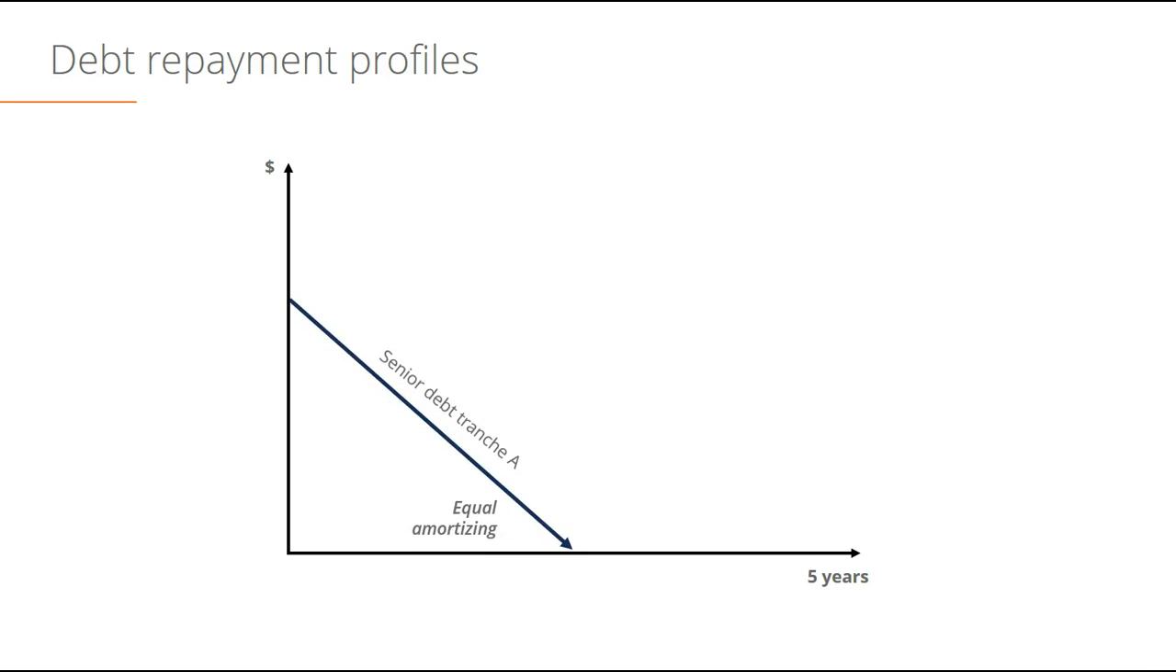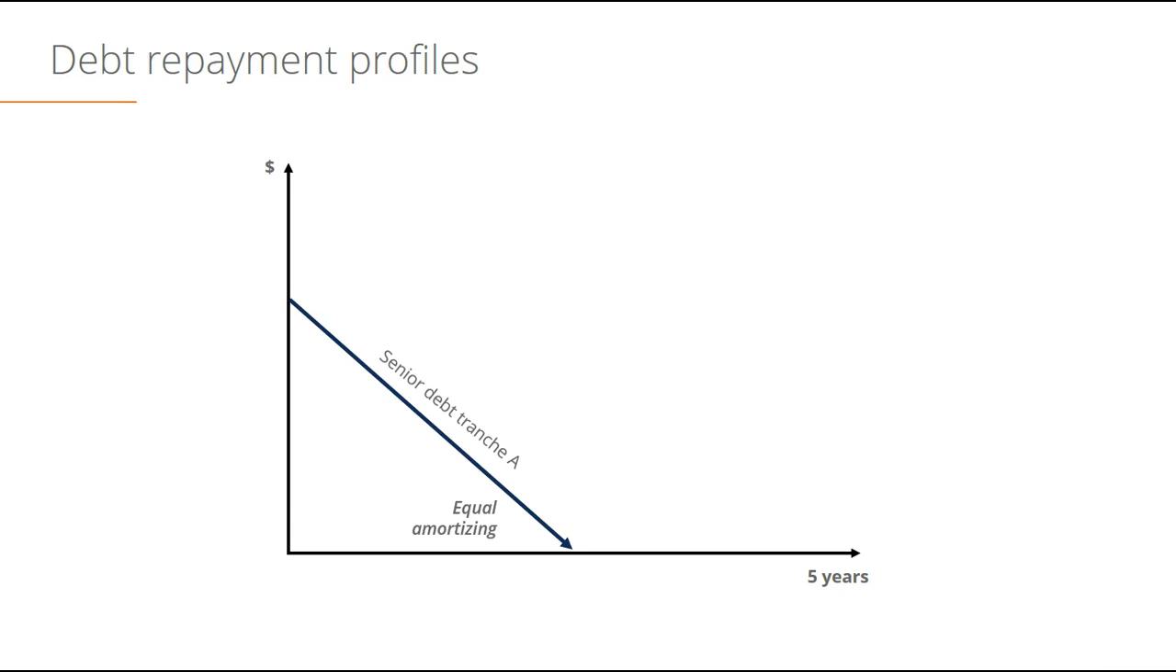So let's look at the first type of debt, senior debt, the first tranche. This is often equal amortizing debt. For example, it may pay back over 3 years in equal installments. As you can see by the declining line over time, the principal amount is being reduced over those 3 years at a steady pace.